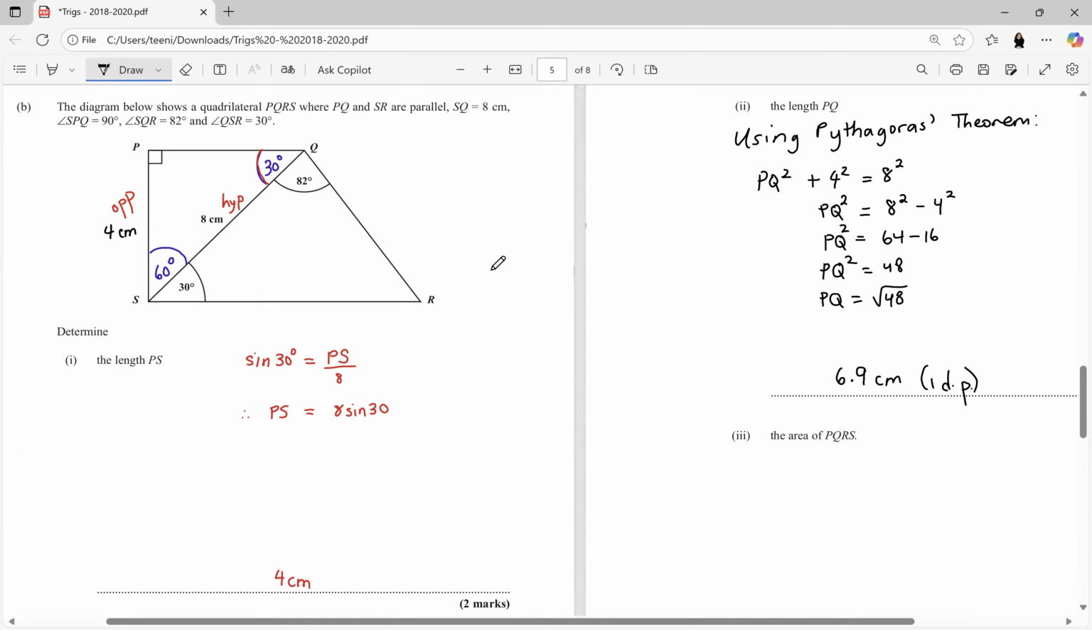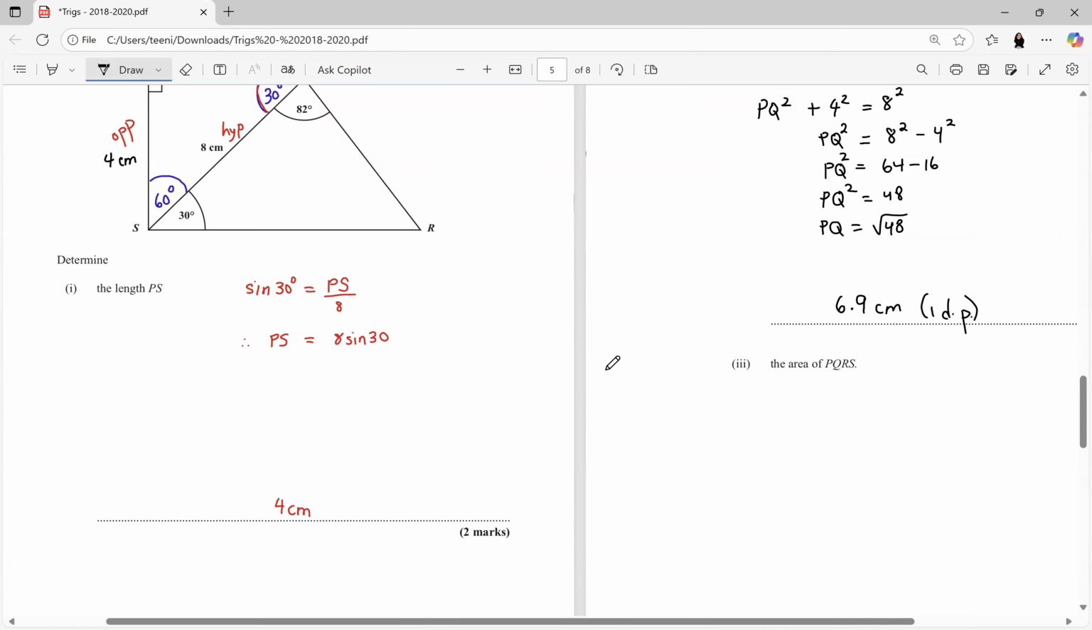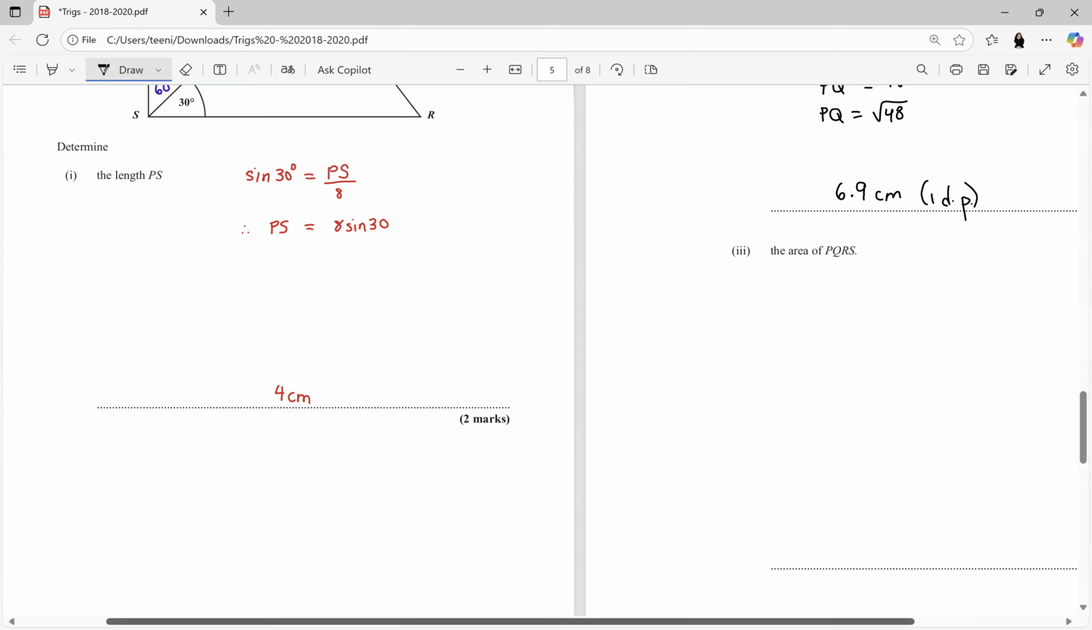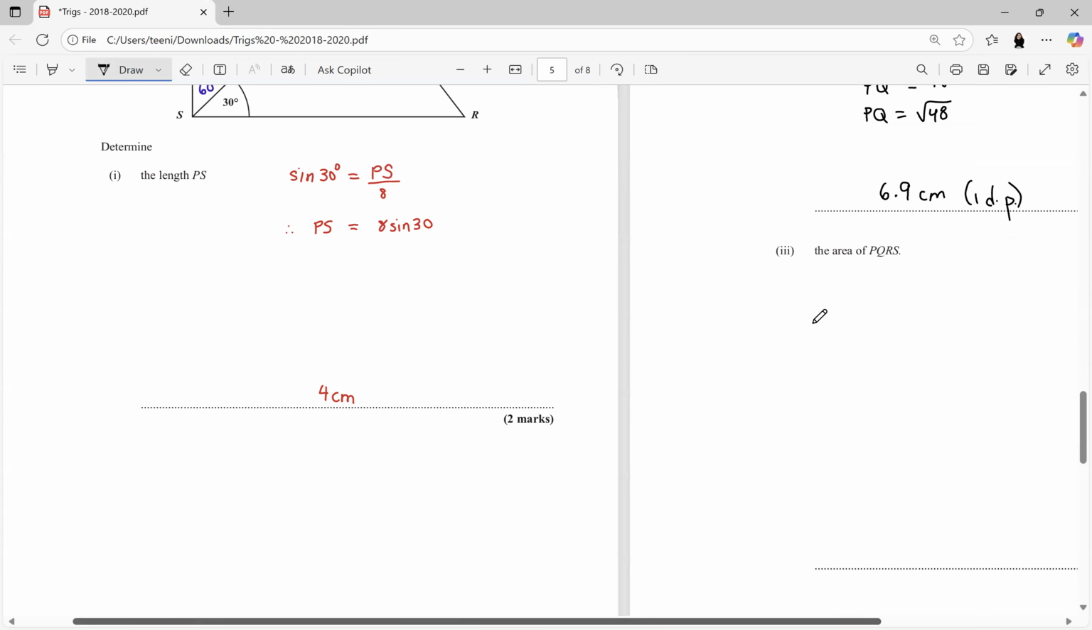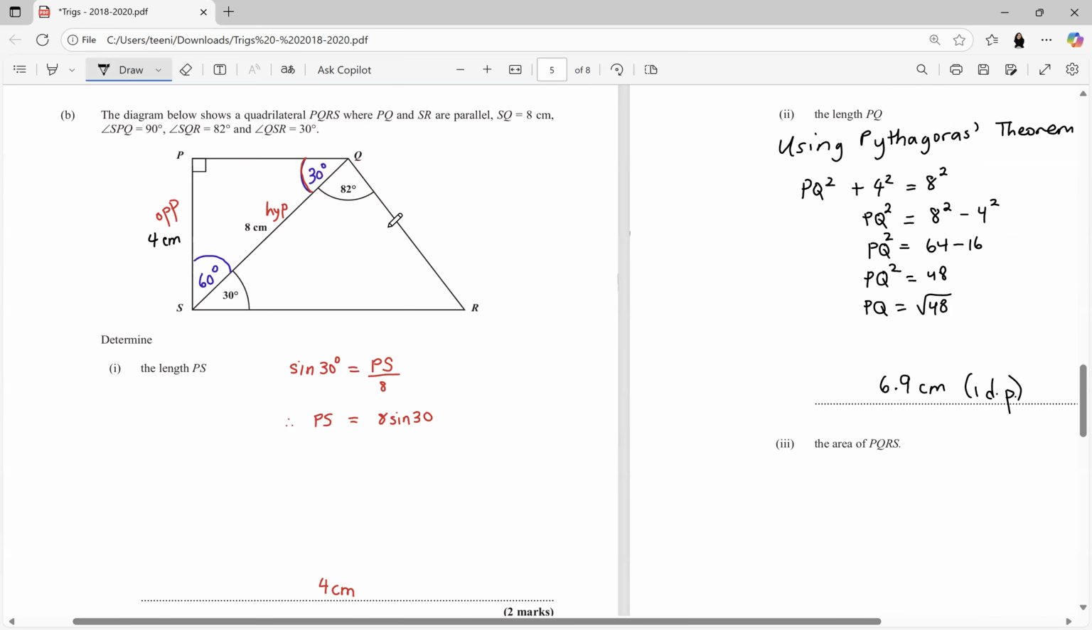PQRS. Well, in order to find the area of PQRS, we need to find the area of PQS and then add it to the area of PSR. All right, let's see how many marks this question is worth. It's 3 marks. It's just because you have a little extra things to do here.